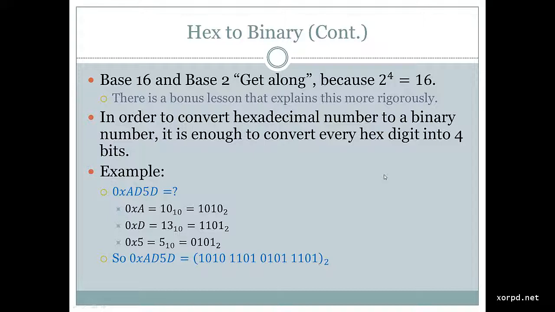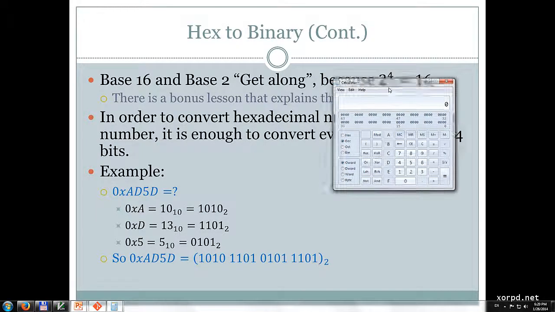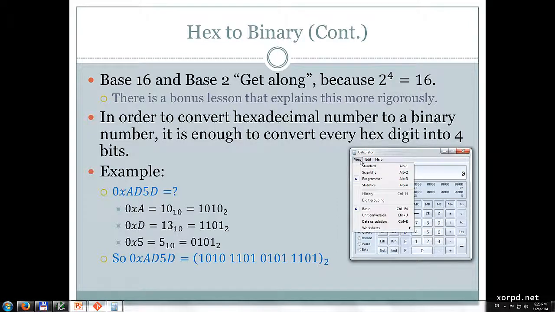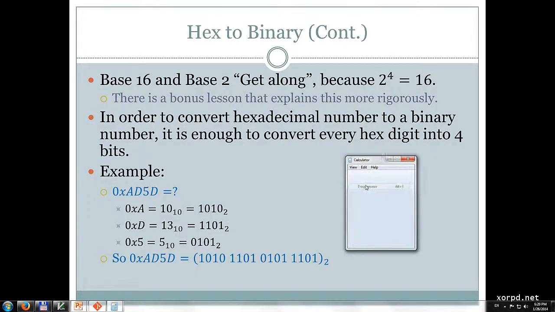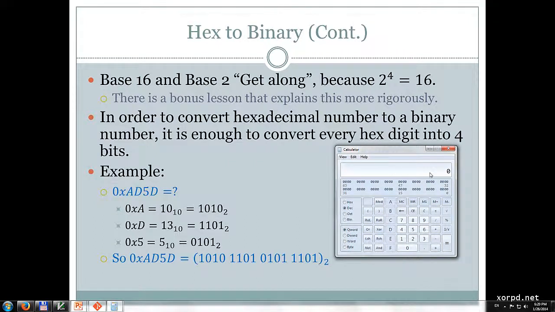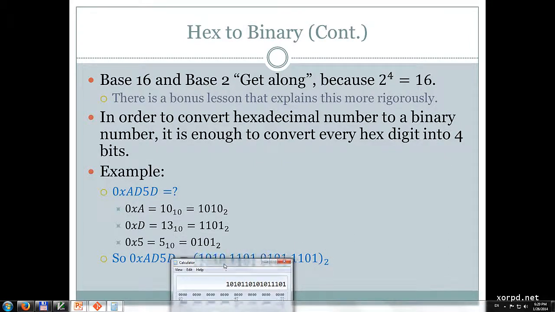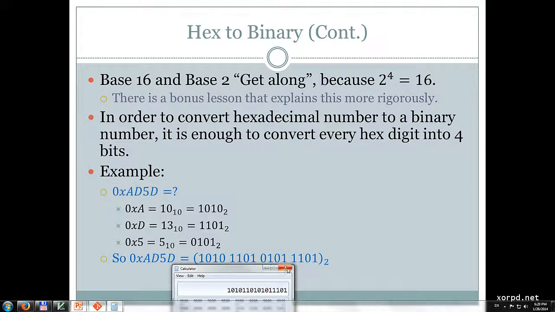Just to make sure that we are right, we can always use the Windows calculator. I remind you that I open it in the programmer view. In the standard view, I don't have all these strange features, and I want them this time. So I press the programmer view, and I check base hex, which means hexadecimal. You see it here. Now I write AD5D, and I convert it to the binary form, and we get this result, and it seems correct.